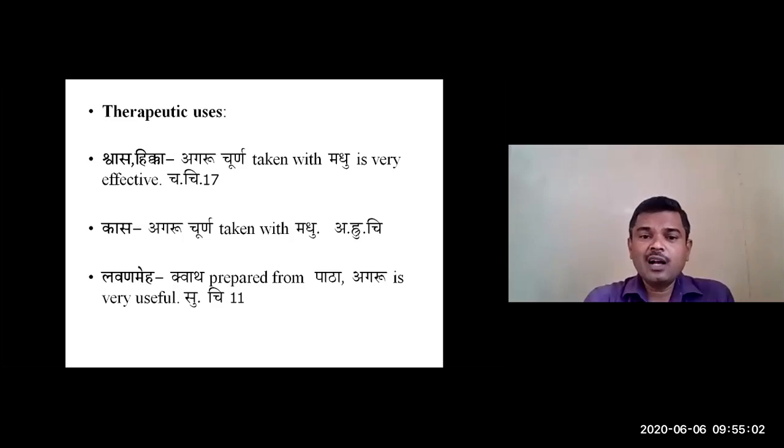In case of kasa, the procedure is the same. Agaru kandasara churna is taken along with the madhu, in Ashtanga Hrudaya Chikitsa Sthana. The churna taken along with the madhu is helpful in case of the kasa condition.